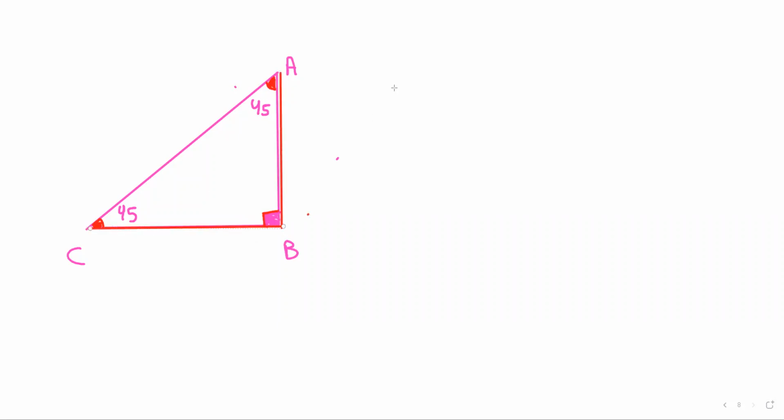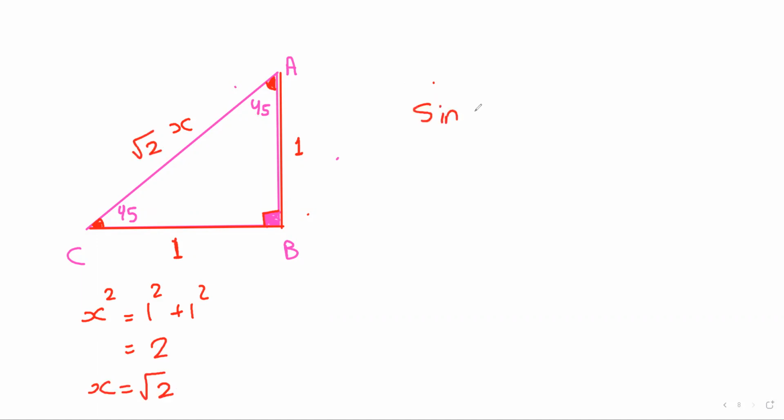So if you assume that this side is 1, this side will be 1. Why did I choose 1? Because 1 is the simplest number in ratios we can take. Then we can get this side by using Pythagoras. x to the power of 2 equals 1 to the power of 2 plus 1 to the power of 2. 1 plus 1 equals 2. So x equals the square root of 2. Great.